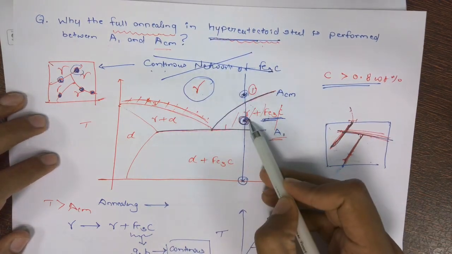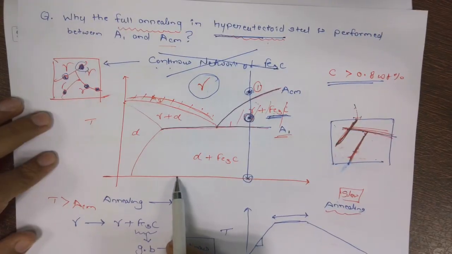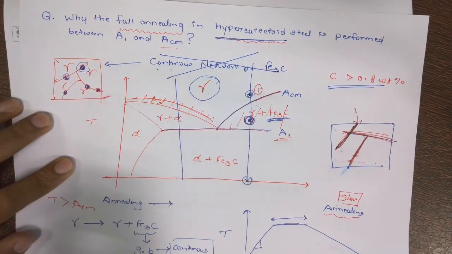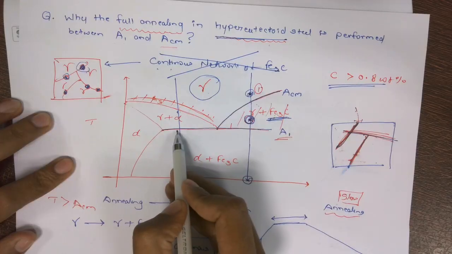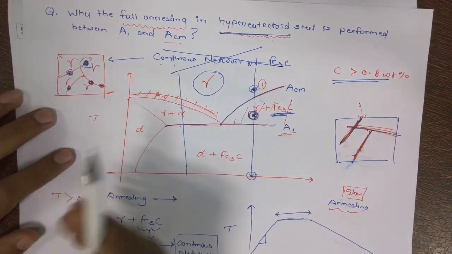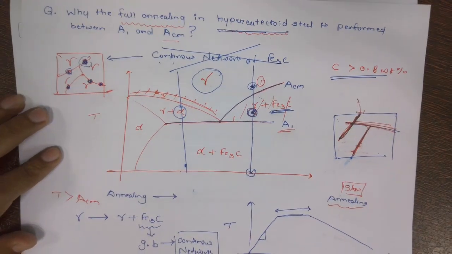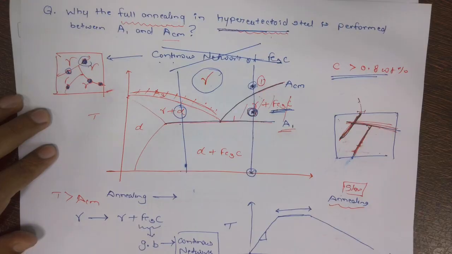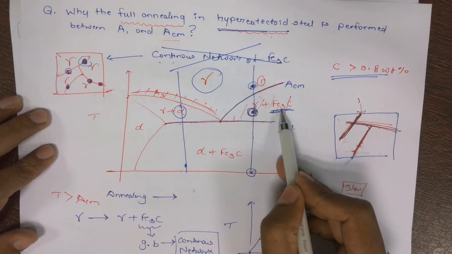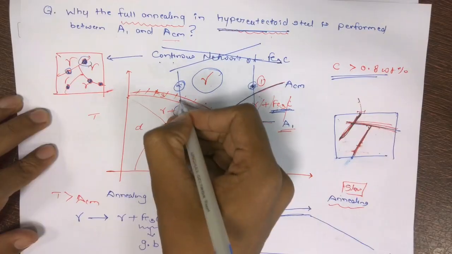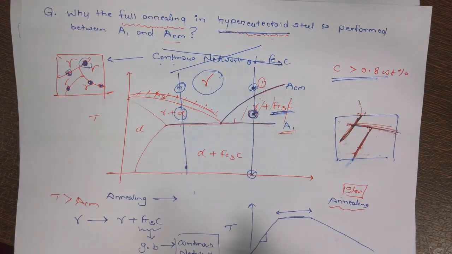This is the whole reason why, for the hypereutectoid steel, we perform annealing in between them. Now you can ask me why not do the same for the hypoeutectoid, why not perform in between this. The main reason is that here the alpha is not brittle, so even if it comes at the grain boundary, it's not a problem. But cementite was a problem.